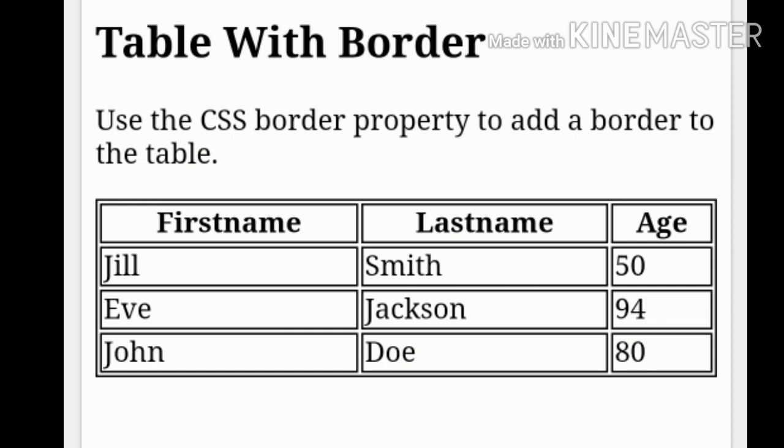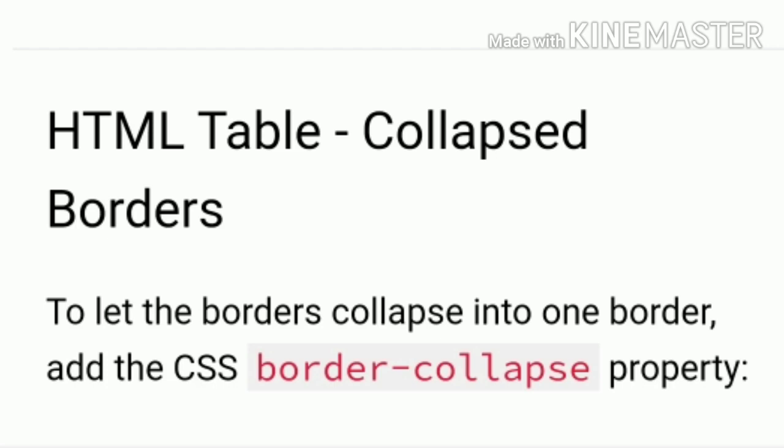After then you can open another tr tag. After then you can go for a td, John, closing of td tag. After then you can open another td tag, Doe, closing of td tag. After then you can open another td tag, 80, closing of td. After then you can use the closing of tr tag.